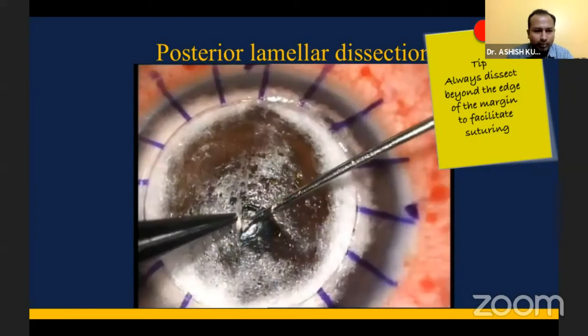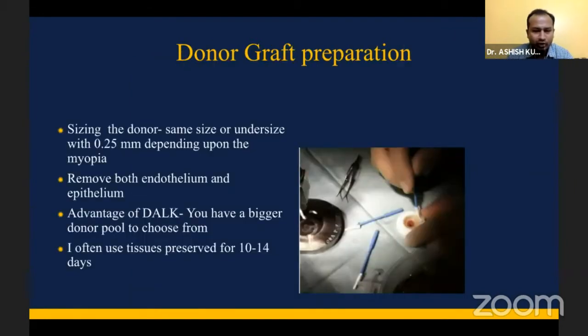So donor graft preparation is very simple. Sean has already talked about sizing the donor, which is again very important. If there's too much myopia which you want to compensate, then probably you'll have to undersize by 2.25 mm. But if there's not much myopia, probably you can take the same size. And I generally remove both endothelium and epithelium, the epithelium just to avoid the risk of epithelial rejection.